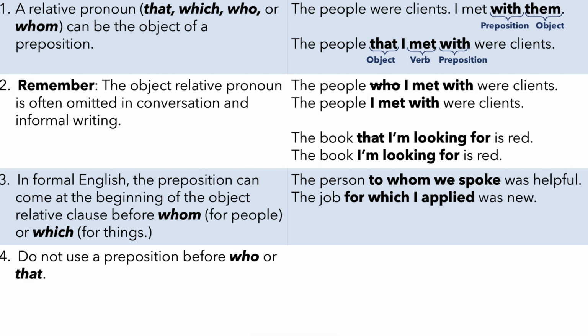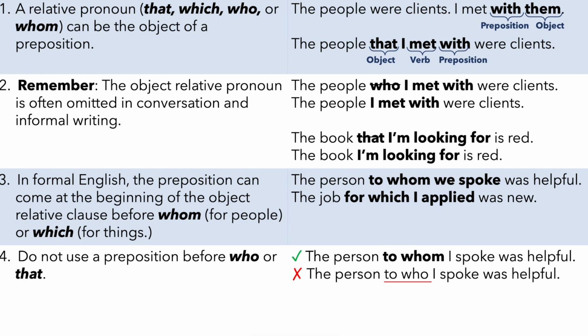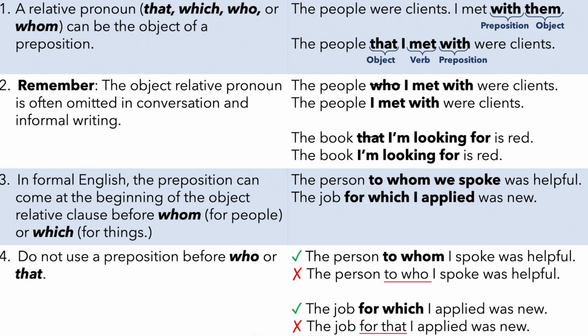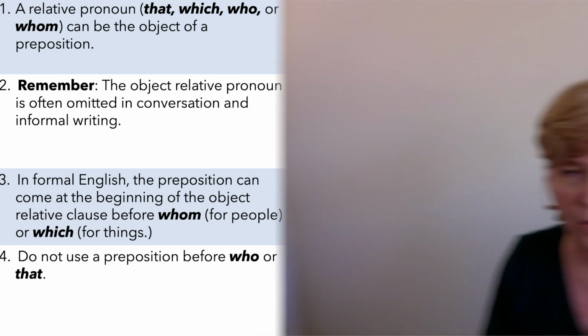So we can say, the person to whom I spoke was helpful, but we can't say, the person to who I spoke was helpful. But we can use a preposition before which. So we can say, the job for which I applied was new, but we can't say, the job for that I applied was new. You'd have to say the job I applied for was new.